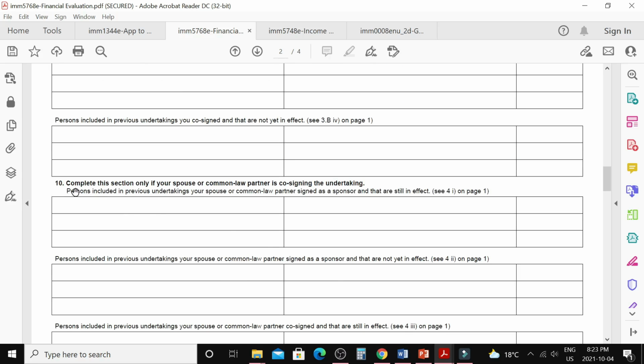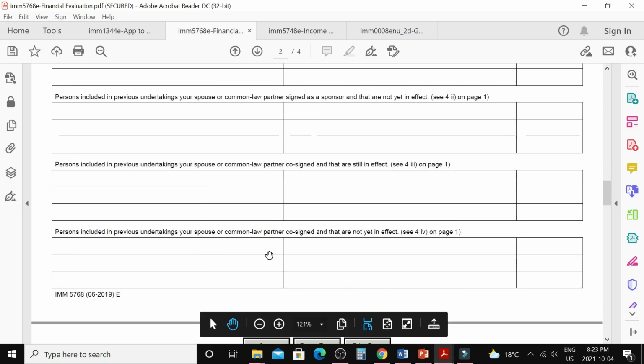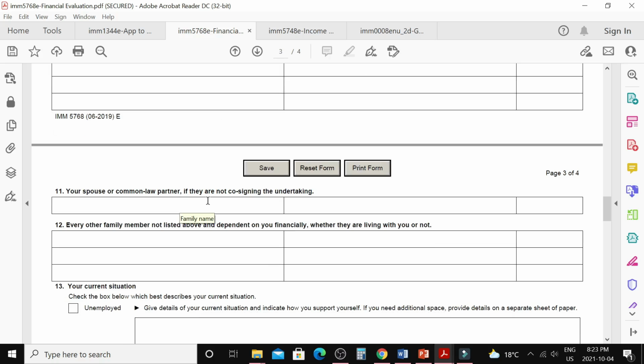Question number 10, complete this section only if your spouse or common law partner is co-signing the undertaking. So this section has the same questions for your co-signer, your spouse. You can provide those details here. Question number 11, if your spouse or common law partner is not signing the undertaking, then you need to provide your spouse's family name, given name and date of birth here.